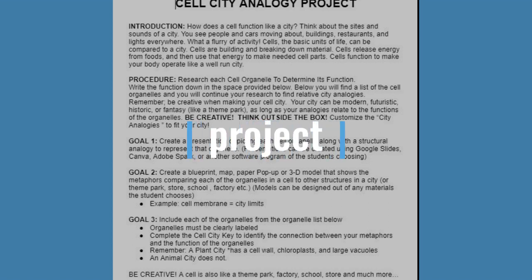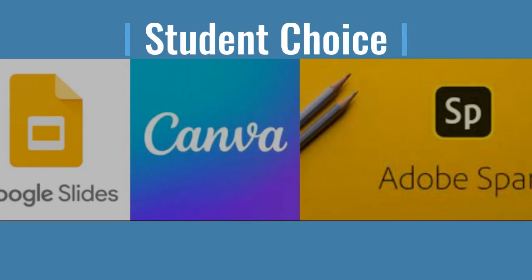The bulk of this lesson will be in the student's Cell City Analogy project, which is a presentation and a model. They will be provided this right after the pretest on Monday. For the student's presentation, they will be provided the option to choose any of these software choices, Google Slides, Canva, or Adobe Spark, or they may present another option if they choose.